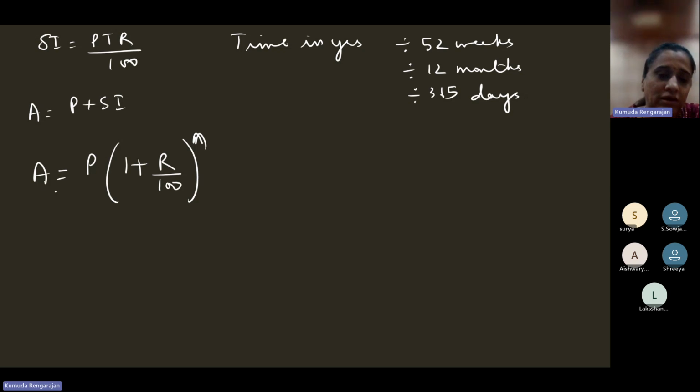So when you use this formula, you will get the amount. Compound interest will be equal to amount minus principal. In the case of simple interest, you can find the simple interest straight away. PTR by 100 will give you the simple interest, and to find the amount, it is principal plus simple interest. But in the case of compound interest, you'll find the amount using the formula P into 1 plus R by 100 to the power N. You'll get the amount, and then the difference between the amount and principal will give you the compound interest.